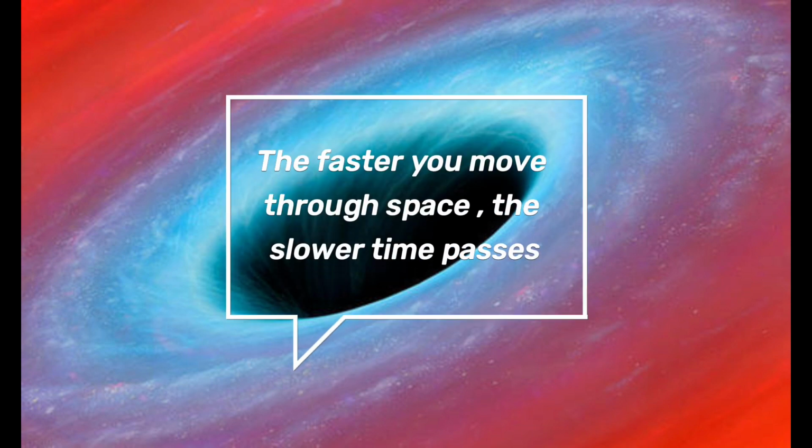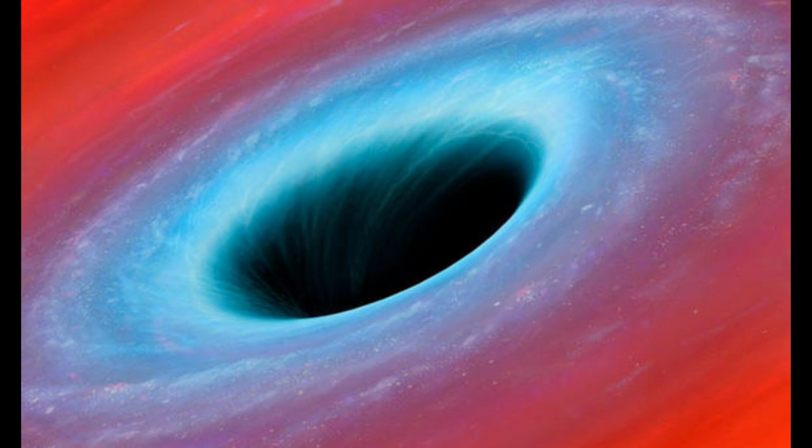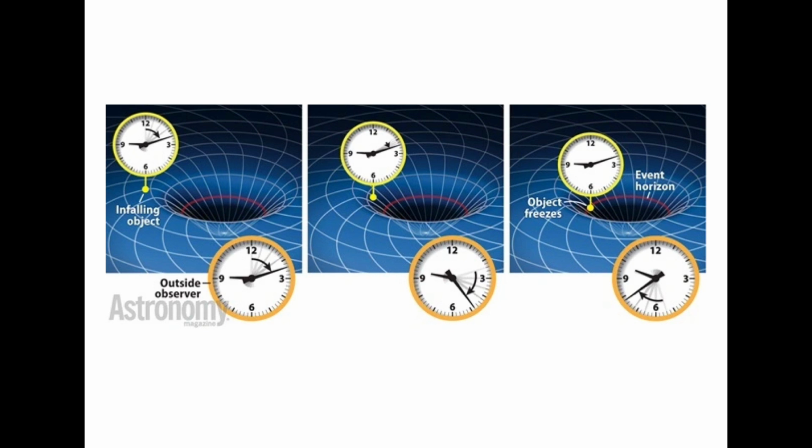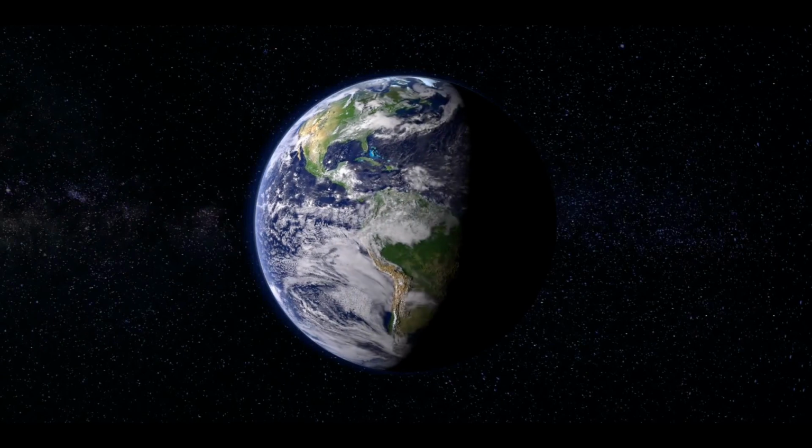The faster you move, the slower time takes for you, relative to the observer, of course. According to Einstein's general theory of relativity published in 1915, the stronger the gravitational force of an object, the slower time becomes around it. For example, a black hole. If you were to move closer and closer to a black hole, the slower time would take for you. This is due to the curvature of space-time.